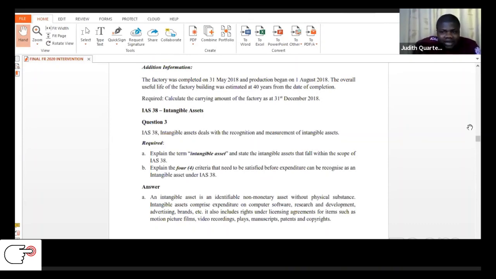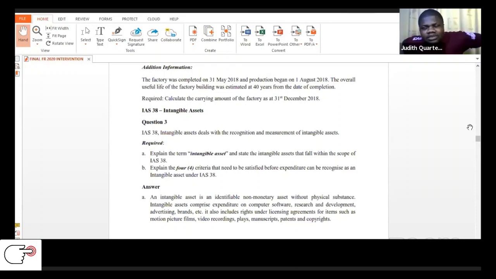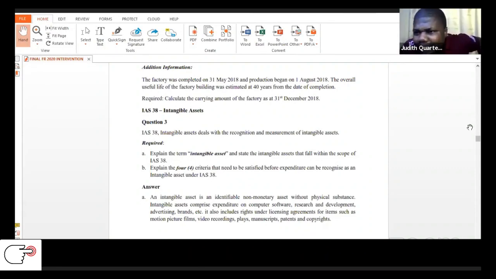Practice, practice, practice. If there's no question, I ask my case. If there is a question, please come again. Interpretation, ethical issues, conceptual framework. In the syllabus, these are 35 marks.